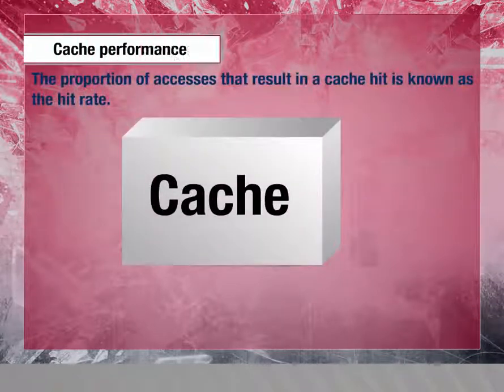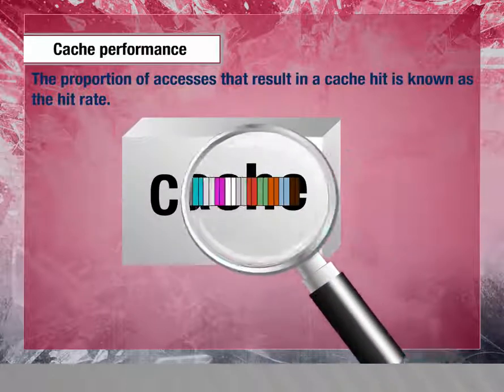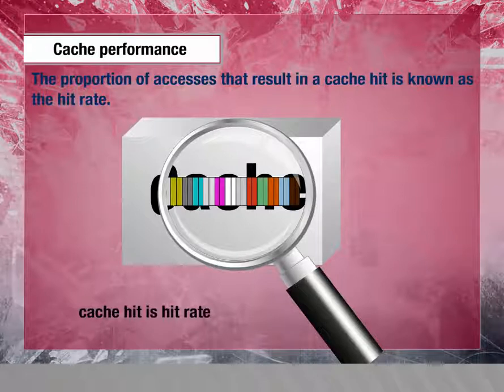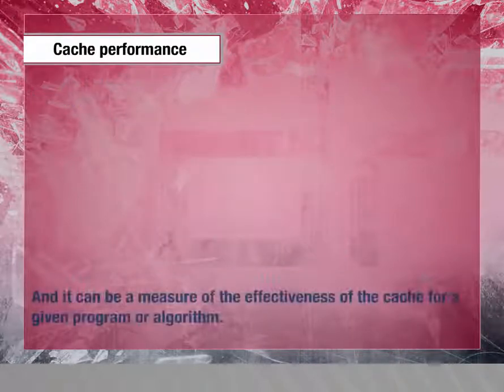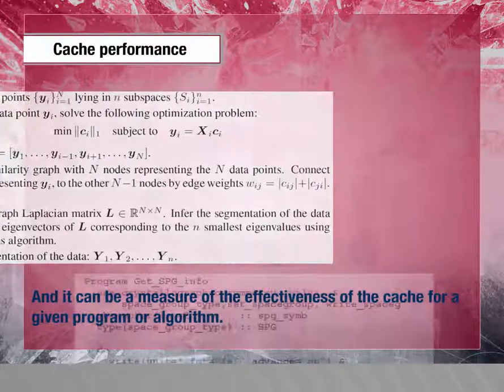Cache performance. The proportion of accesses that result in a cache hit is known as the hit rate, and it can be a measure of the effectiveness of the cache for a given program or algorithm.